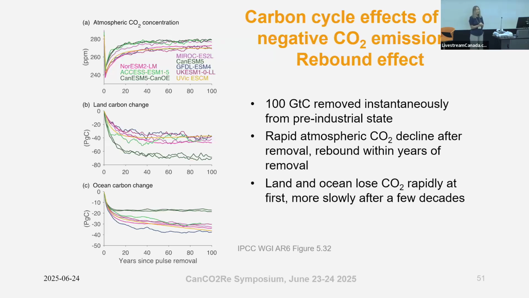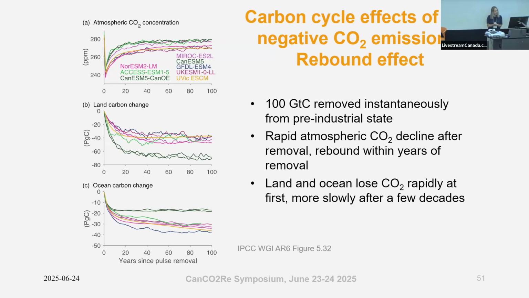In Earth system models, we need a very large signal because we have interannual variability, right? As we know, weather varies from year to year. So we need a signal that is actually larger than that interannual variability. And so we need at least 100 gigatons in order to be able to detect a signal.